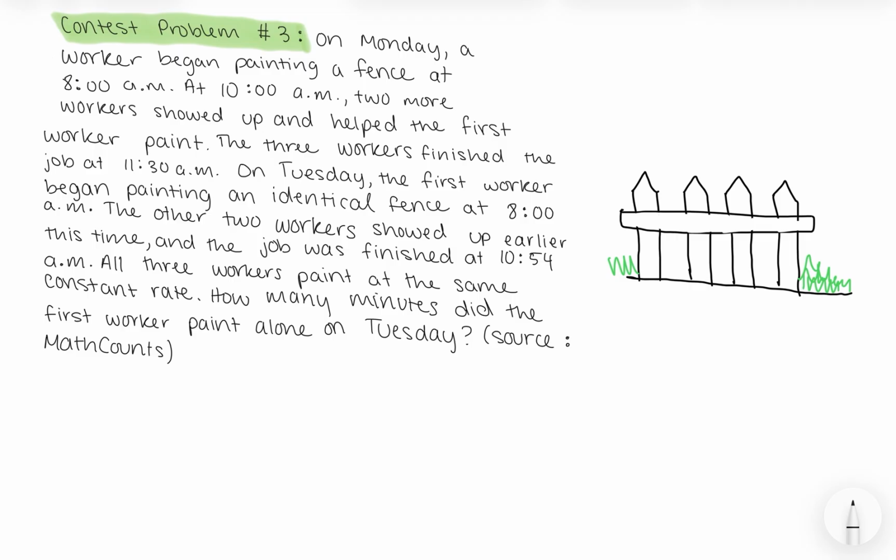On Monday, a worker began painting a fence at 8 a.m. At 10 a.m., 2 more workers showed up and helped the first worker paint. The 3 workers finished the job at 11:30 a.m. On Tuesday, the first worker began painting an identical fence at 8 a.m. The other 2 workers showed up earlier this time, and the job was finished at 10:54 a.m. All 3 workers paint at the same constant rate. How many minutes did the first worker paint alone on Tuesday? And this is for MATHCOUNTS.